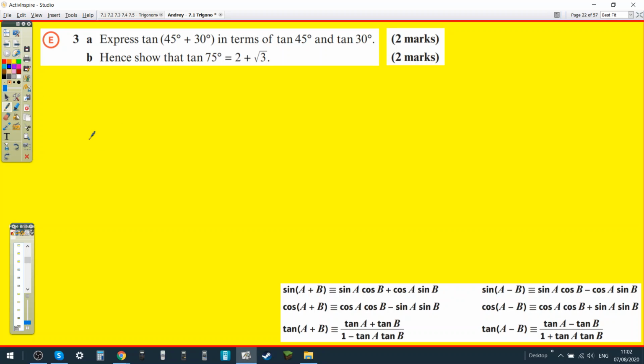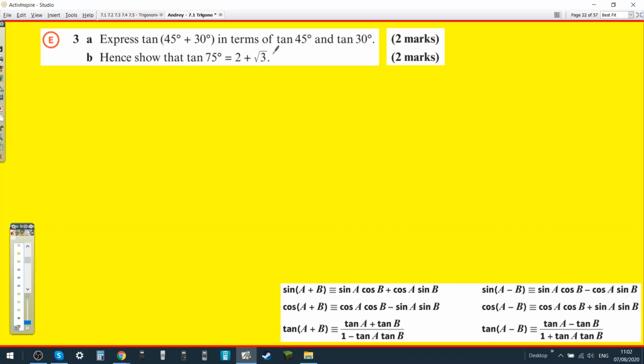So I'm guessing it says in terms of tan pi. Does it just want me to sub in tan 45 plus tan 30 over 1 minus tan 45 times tan 30? Yep. And then part B, you put it in your calculator, and then you get 2 plus root 3. And even though it's only 2 marks, what I noticed is you have to put in each one.